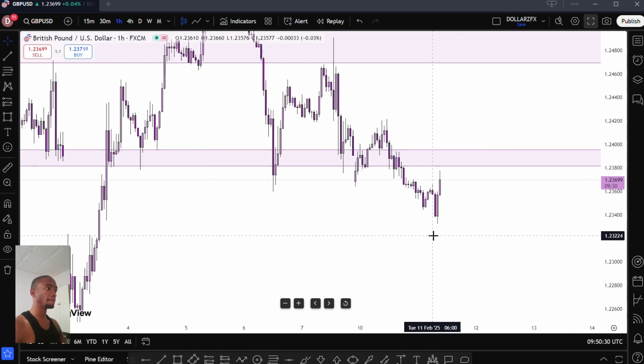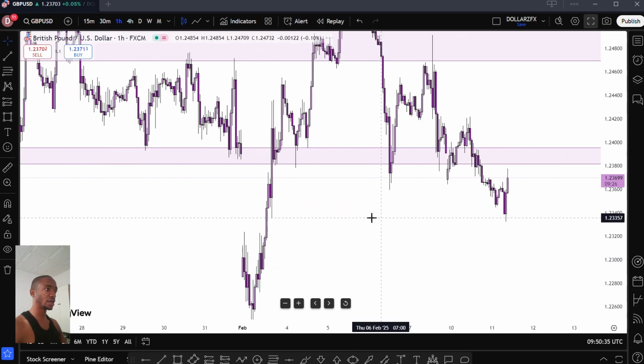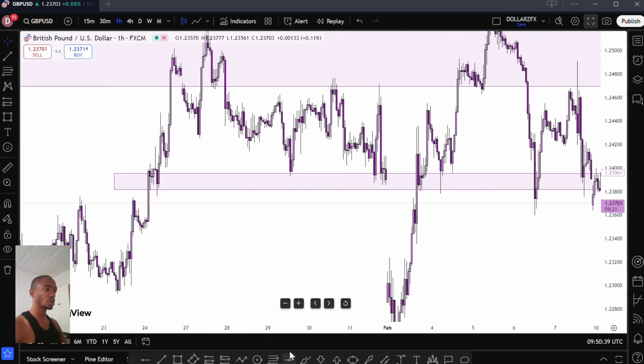So we are at this neckline right now. As you can see, this neckline has a lot of touches as well. We have a lot of touches, so let me mark it out. We have 1, we have also 2, we have 3.